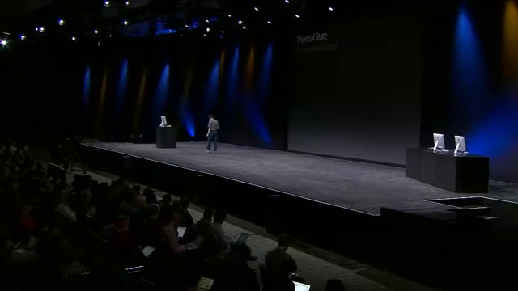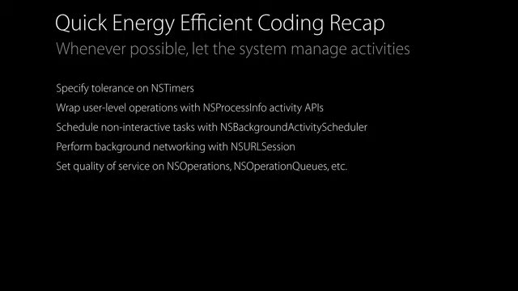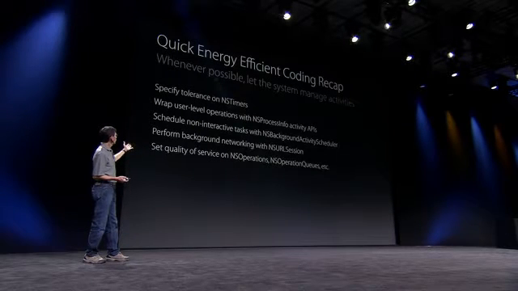Let me talk about thermal state. It's got 4 values: nominal, fair, serious, critical. And there's a notification that you can get whenever this value changes. Tolerance on timers, or ProcessInfo activity APIs, doing downloads in the background with NSURLSession, setting quality of service, and so on.